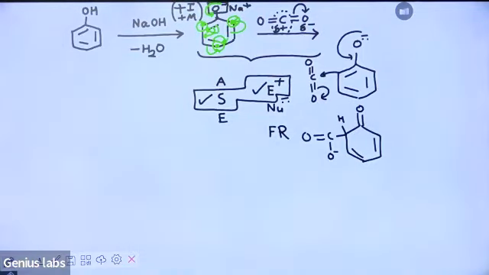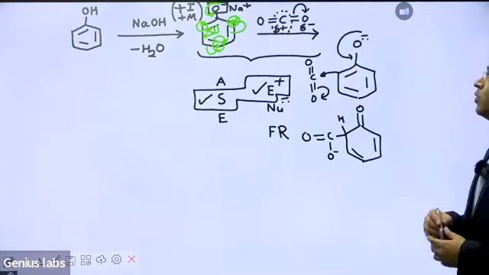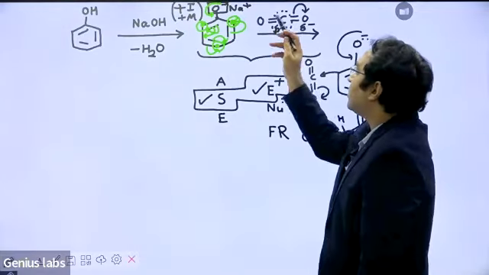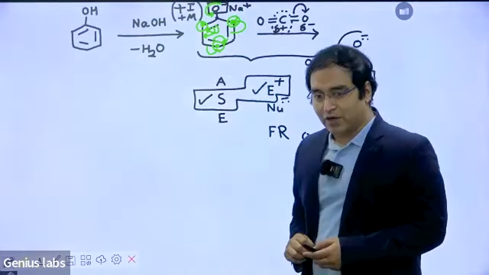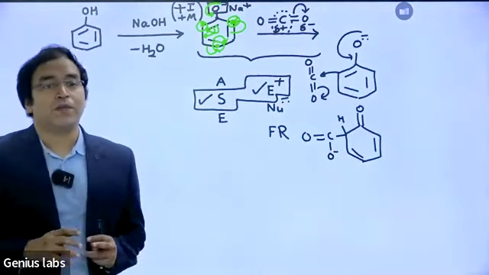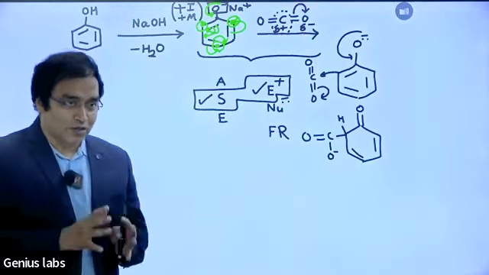If O negative attacks on CO2, which reaction is that? What will be the reaction? Nucleophilic addition reaction. कौन सी रिएक्शन होगी वो? न्यूक्लियोफिलिक एडिशन रिएक्शन. चलो मान लो करके देखते हैं. पहले तो समझो न्यूक्लियोफिलिक एडिशन के लिए आपके पास होना क्या चाहिए? न्यूक्लियोफाइल होना चाहिए. Is phenoxide ion a good nucleophile? Answer is no. It's a highly resonated structure.